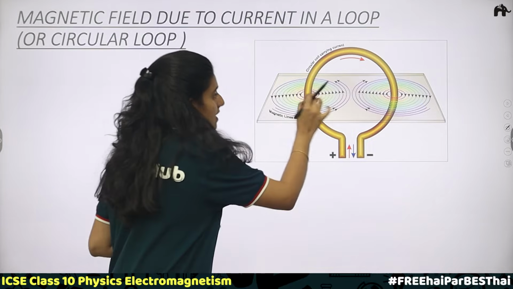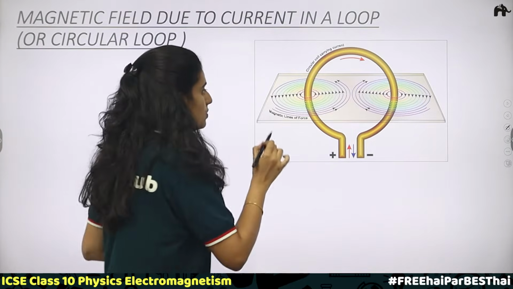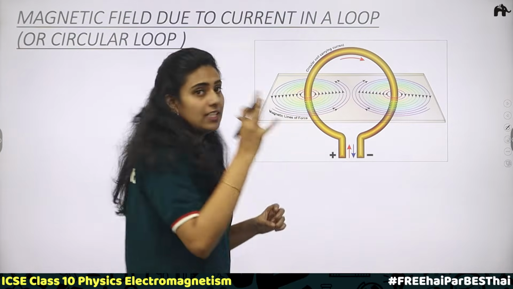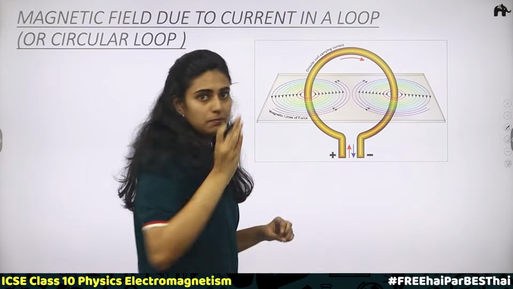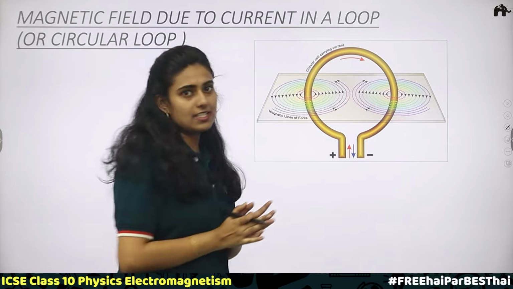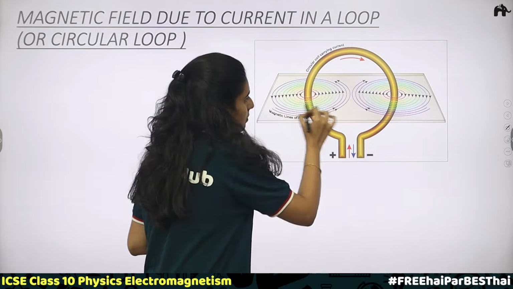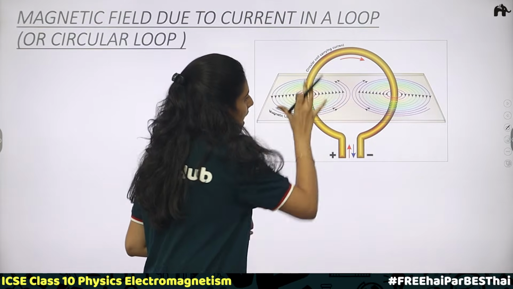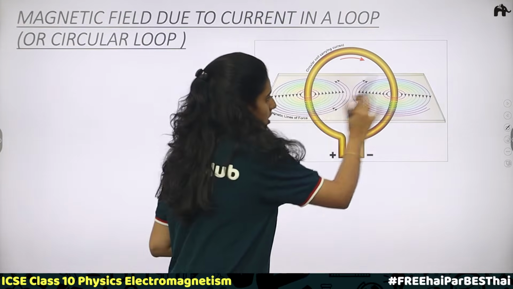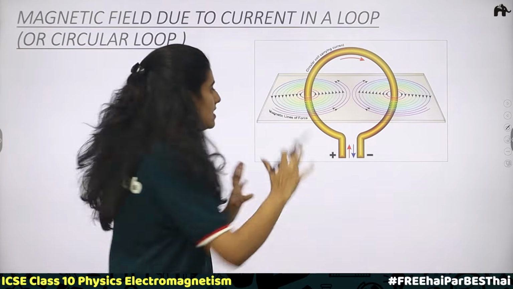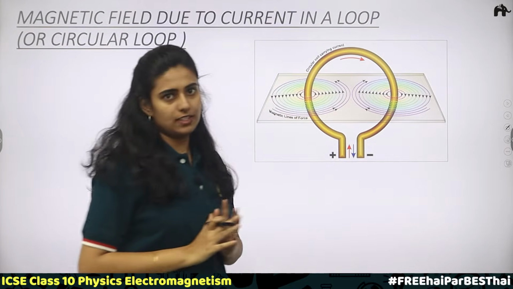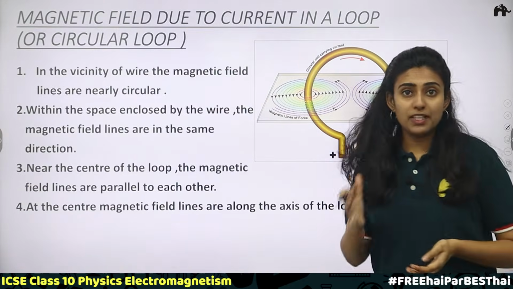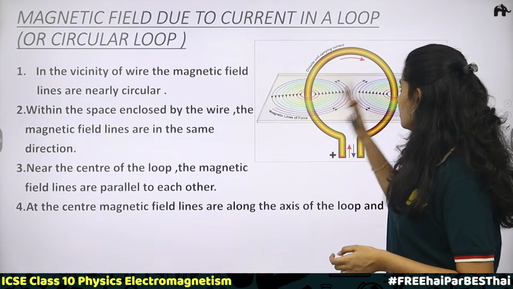To find the magnetic field at a particular point, you will be using a compass needle. When the compass needle is placed somewhere here, the direction in which the north pole of the needle points will show the direction of the magnetic field at that point. So this is how we will be getting concentric circles again, and this is how the iron filings will get arranged around the circular loop. This is a pattern of arrangement of the magnetic field lines. Clear? Let us see the properties of magnetic field lines which are formed in the case of a circular loop.